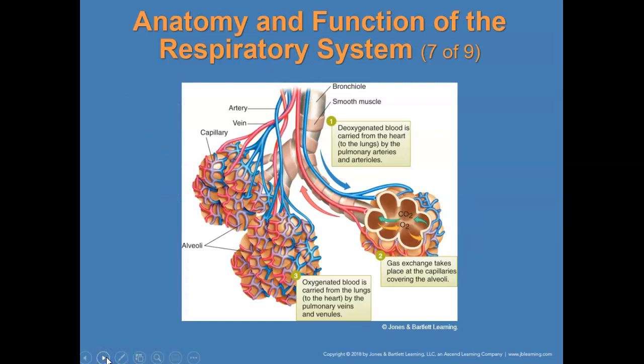So this is a picture of the alveoli and the capillaries. Deoxygenated blood is carried from the heart to the lungs by the pulmonary artery and arterioles. Gas exchange takes place at the capillaries covering the alveoli. Oxygenated blood is carried from the lungs to the heart by the pulmonary veins and venules.